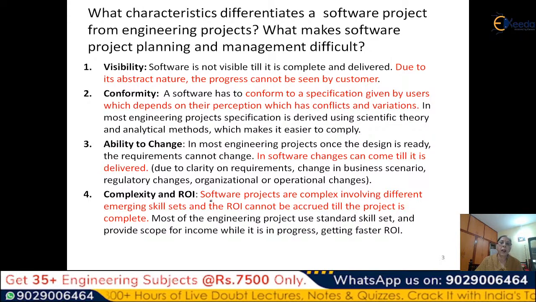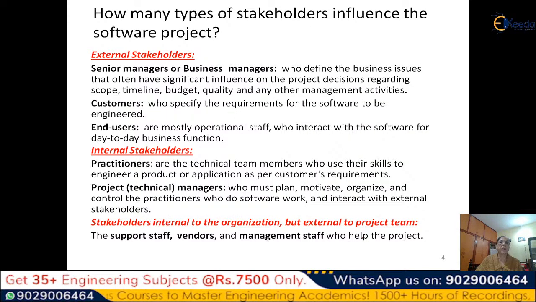That means you cannot divide the software in such a way that part of it, when it is done, can be used and some income can come, return on investment. So whatever you have invested, some return can come. But in engineering projects, they can do it by stages, so that they will get a faster ROI. So you can write these four things.